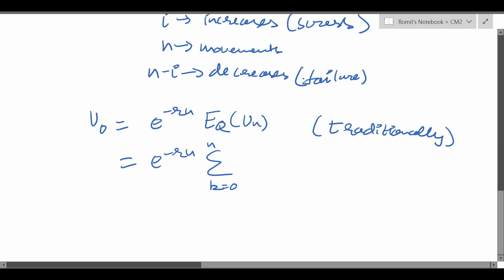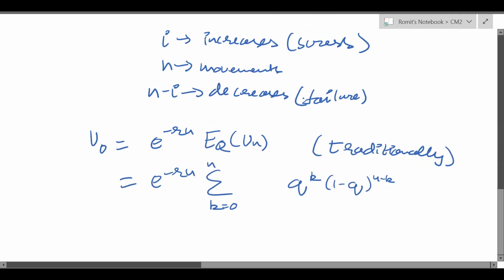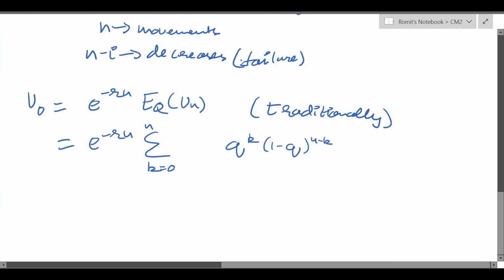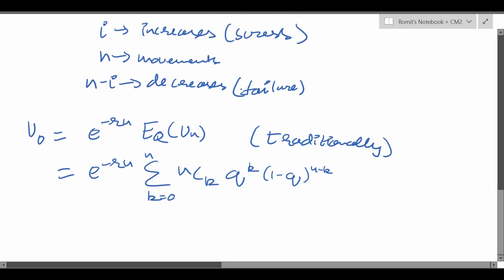Okay, so the probability of any increase, the risk neutral probability, is q, so q to the power of k, 1 minus q to the power of n minus k, that's the number of decreases. Instead of I, I am using k. You can equivalently use I with the notation that I had used here. And obviously you have an nCk, so nCk q to the power of k, 1 minus q to the power of n minus k, and then you are taking an expectation of Vn.